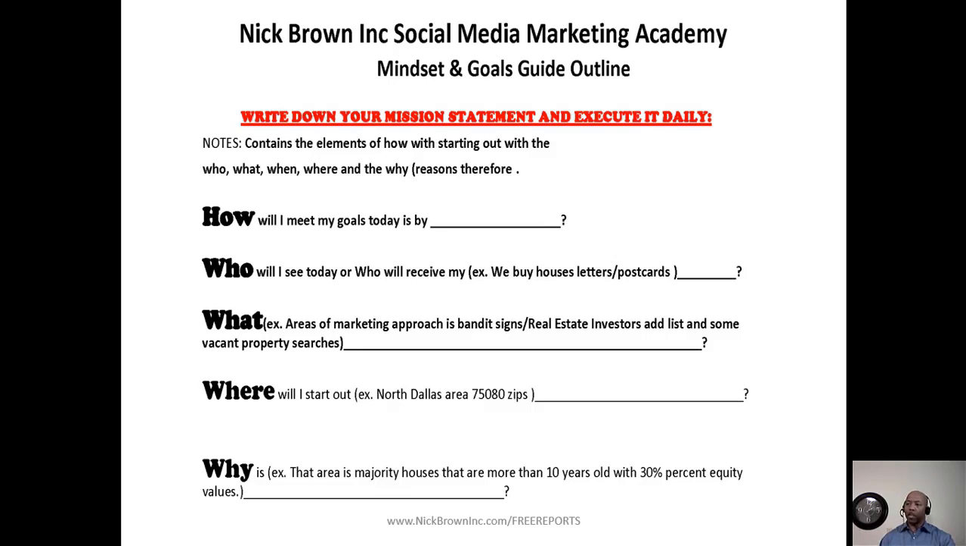When you get home at 7:30 that evening, you go on your site, your software, PropStream. Pull up those addresses, write out the addresses, do a skip trace. That's the example. What areas of marketing approaches: bandit signs, real estate investors, ad lists, and some vacant property searches.